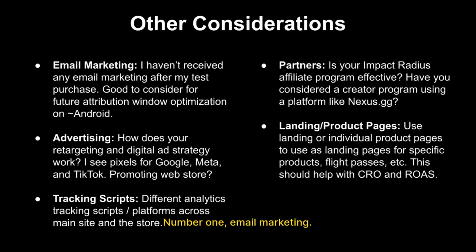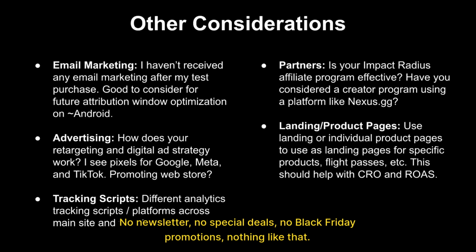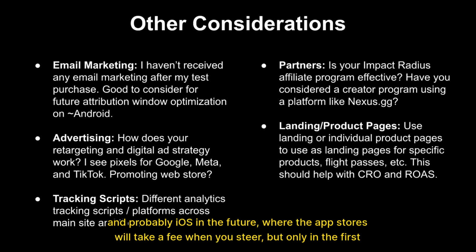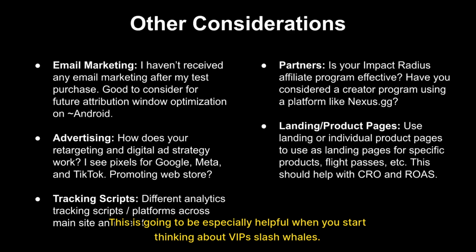Number one, email marketing. Oftentimes when I make a test purchase on a store, I get no email marketing after the fact. No newsletter, no special deals, no Black Friday promotions, nothing like that. This is going to be super critical as we start thinking about future attribution window optimization on Android and probably iOS in the future, where the app stores will take a fee when you steer, but only in the first 24 hours. So you can steer, get the purchase, and then later email market the player. This is going to be especially helpful when you start thinking about VIPs/whales.